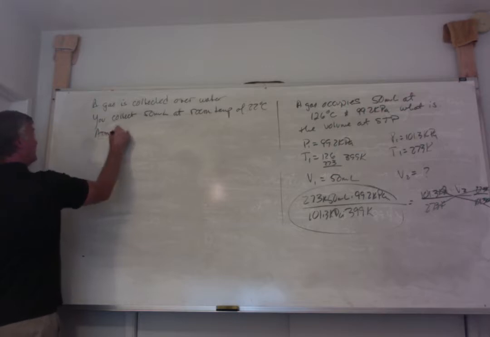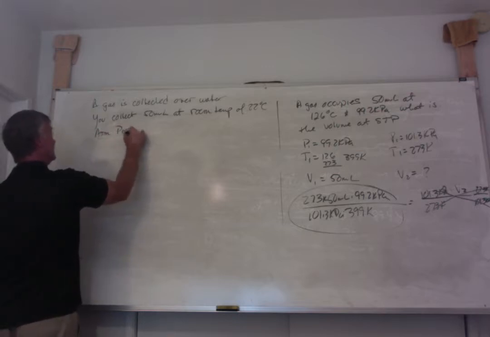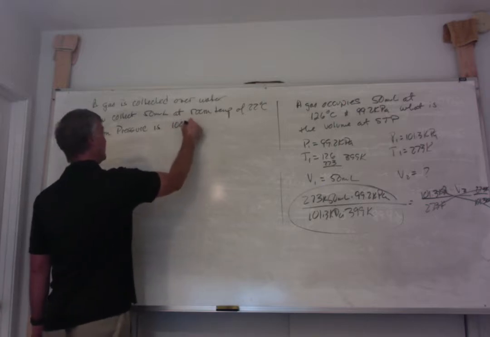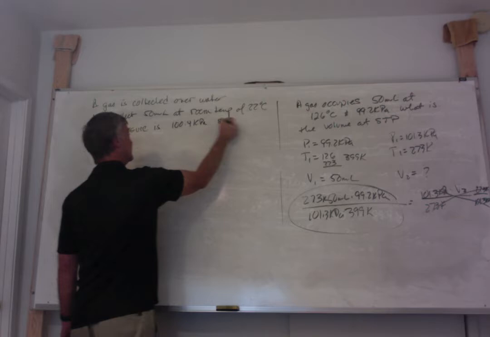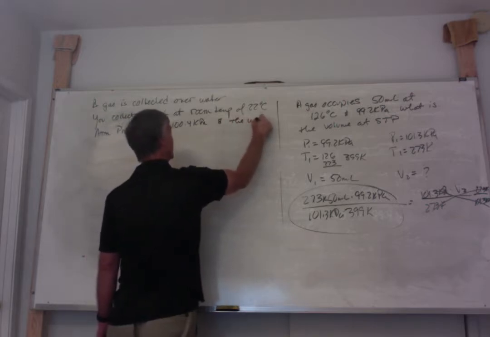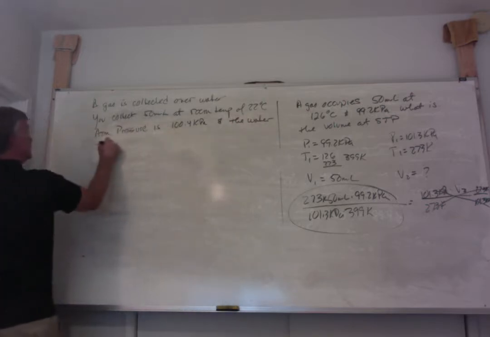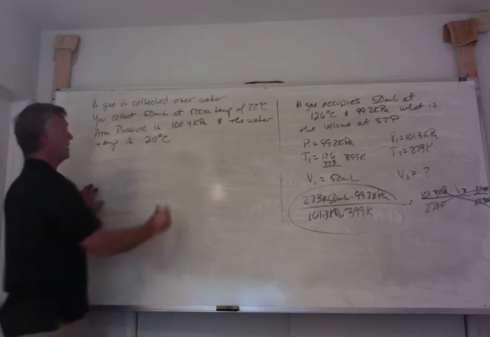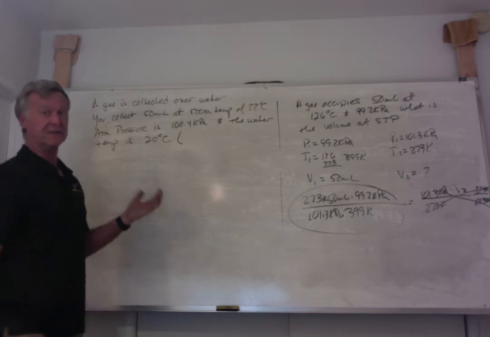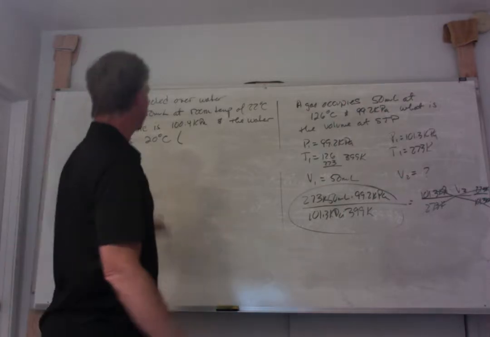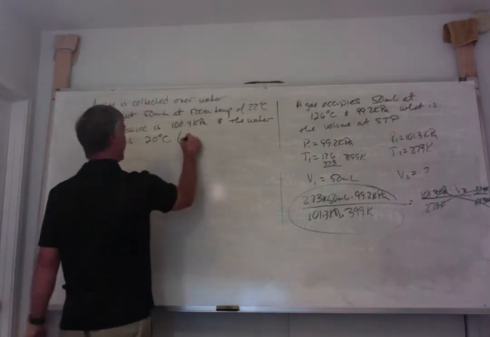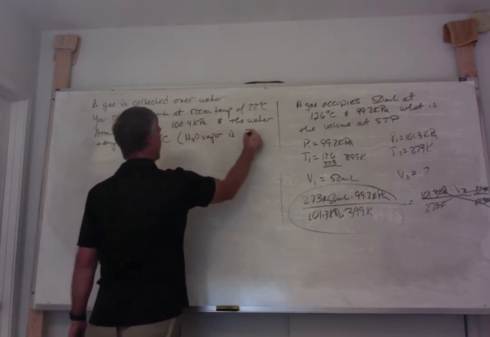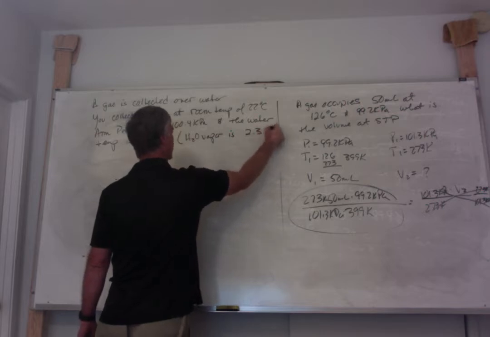Atmospheric pressure is 100.4 kilopascals, and the water temperature is 20 degrees Celsius. Okay, and on the test, and you will have a problem like this on the final, so it's similar to this. On the test, it'll say the water vapor pressure is, and I'm trying to remember, I think it's about 2.3 kilopascals for this.